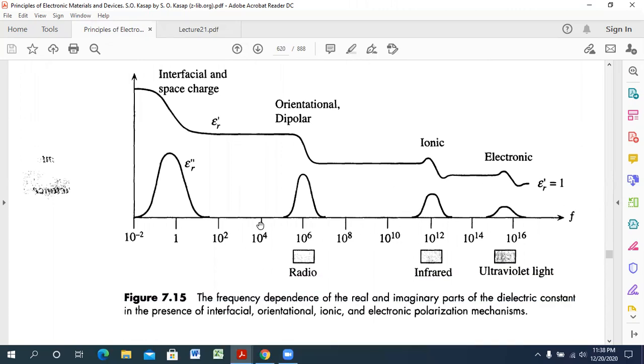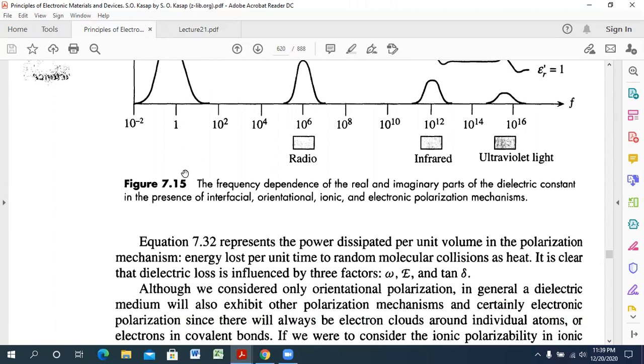This one is a graph for different frequencies. That means the interfacial or space charges, or the value of epsilon, the curve of epsilon r and epsilon r double prime.